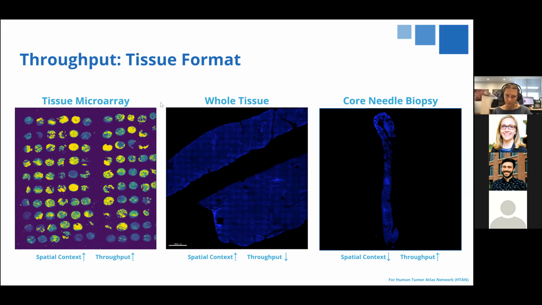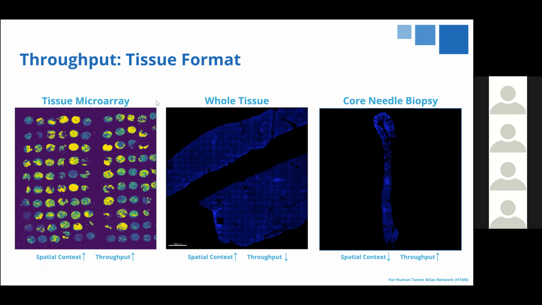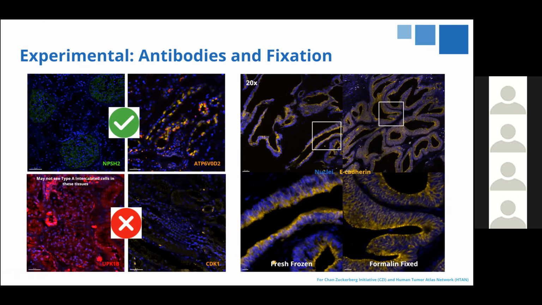Tissue formatting your sample is very important for whatever information you want to get. If spatial context is really important to you and you have a lower amount of samples, maybe a whole tissue is best for you. But if you want to find a good balance between spatial context and throughput, it might be easier to design a TMA and core your samples with the regions that you would need to focus on. And then finally, for experimental, I can just talk quickly about antibodies and fixation.